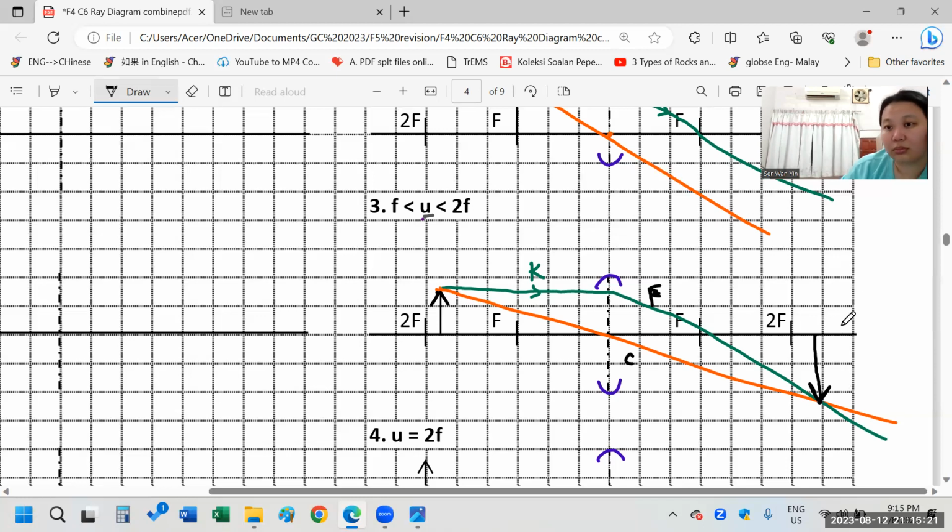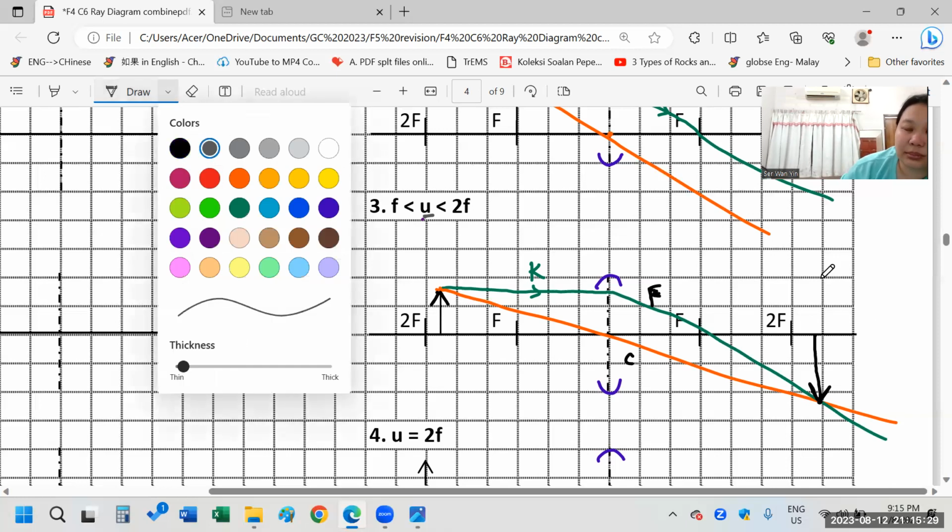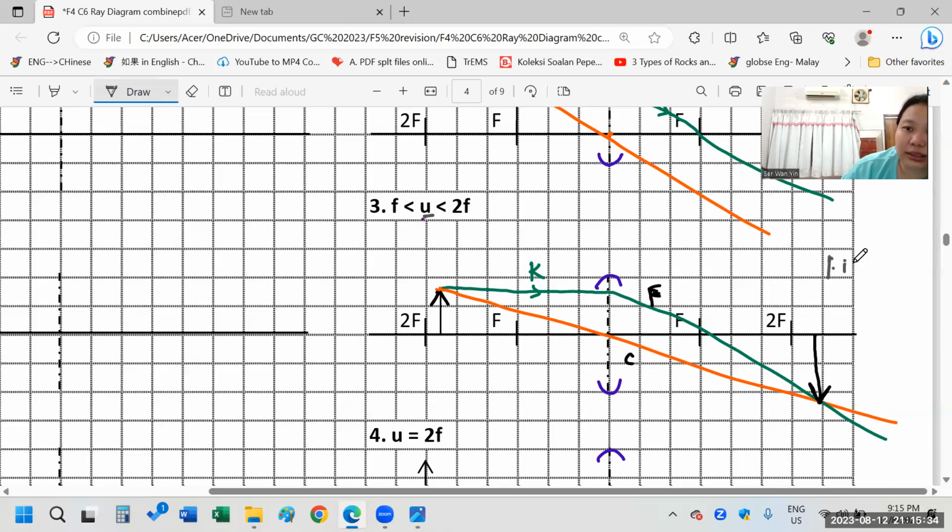So now can you see your image is upside down? Upside down means, number one, inverted. Inverted means it's a real image. Number three, what is the size? This is object. This is image. What is the size?